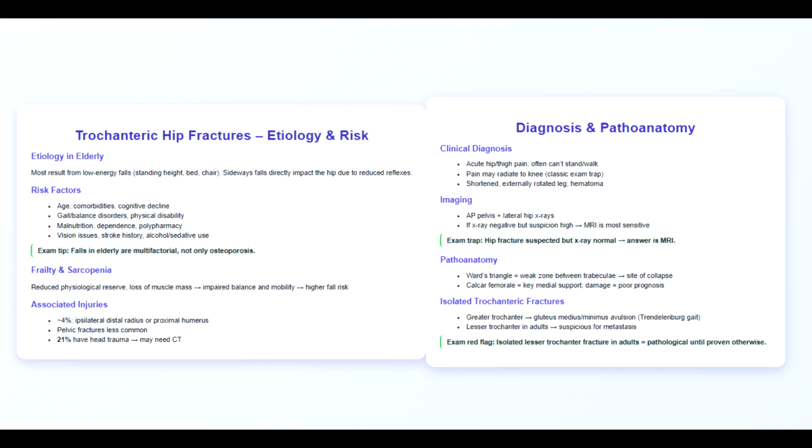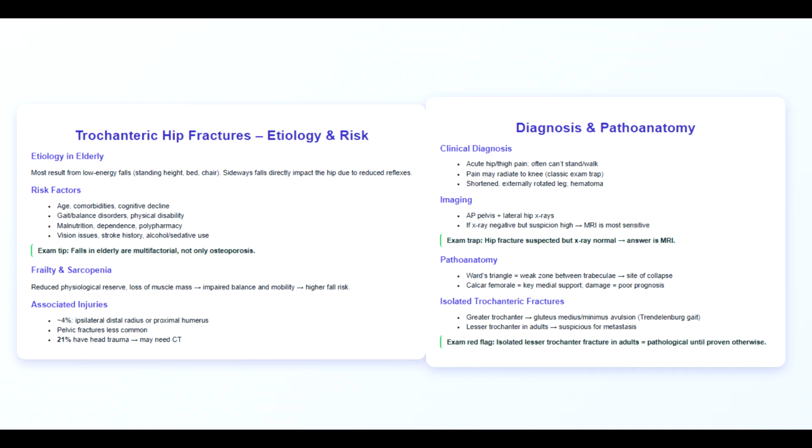This brings us to the concept of frailty. Frailty is best understood as a clinical syndrome characterized by reduced physiologic reserve and diminished resistance to stressors. In practice, it often manifests as sarcopenia, loss of muscle mass and strength, which directly leads to impaired balance and mobility. Frailty and sarcopenia are intimately connected with falls, and their recognition is crucial not only in clinical care, but also in exam scenarios.